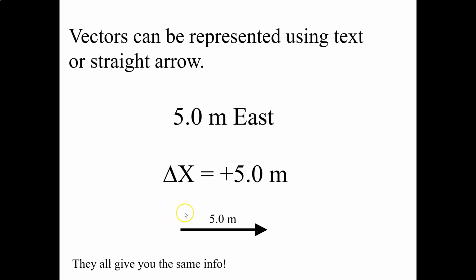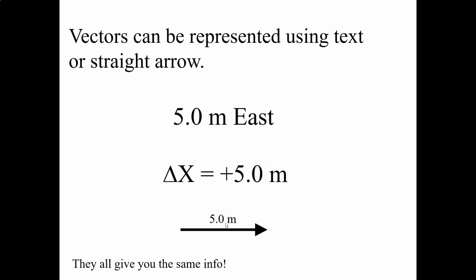So different ways we can represent vectors. We can represent them with just simply words, 5 meters east. We can do what we were doing before with displacement, delta x is equal to plus 5 meters. So again, I've got my magnitude and my direction. Or we can simply use an arrow, and this is what you did freshman year.